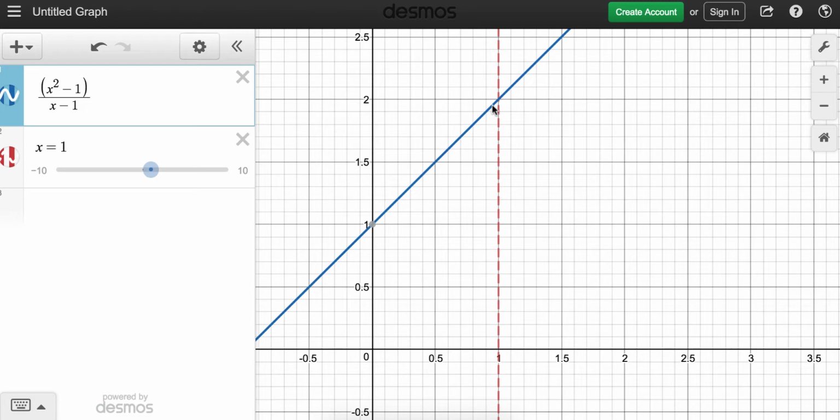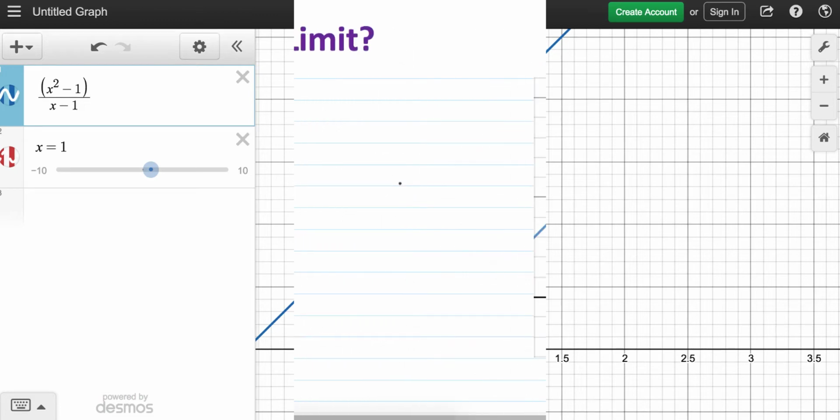We may not know what the value of the function is at x equaling 1, but we know that as we get closer and closer to 1 from the right-hand side and from the left-hand side, the function approaches 2. That is basically the idea of a limit. So let's explore this in more detail on the drawing board.